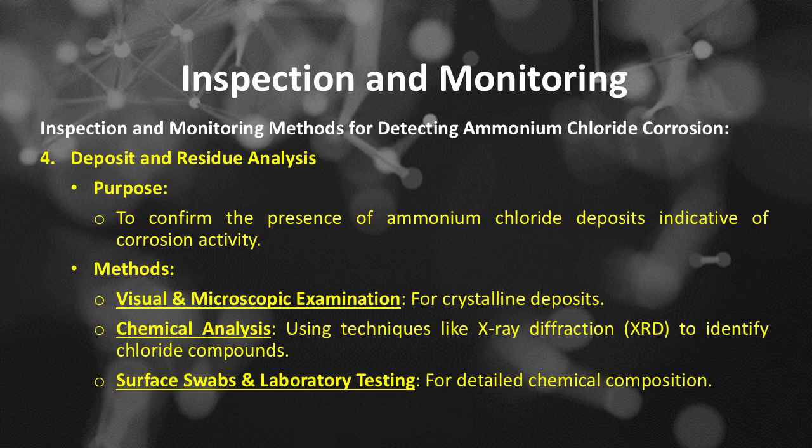Inspection and monitoring methods for detecting ammonium chloride corrosion. Number 4 is deposit and residue analysis. The purpose of deposit and residue analysis is to confirm the presence of ammonium chloride deposits indicative of corrosion activity. The methods of deposit and residue analysis include: visual and microscopic examination for crystalline deposits; chemical analysis, using techniques like X-ray diffraction, XRD, to identify chloride compounds; surface swabs; and laboratory testing for detailed chemical composition.